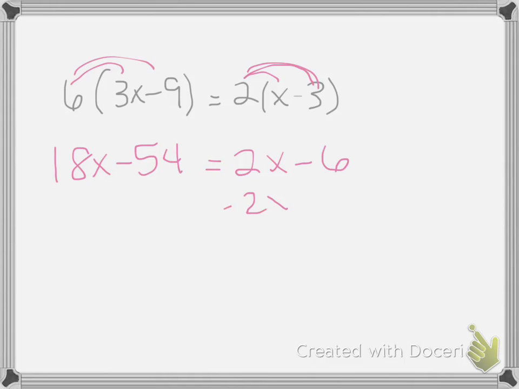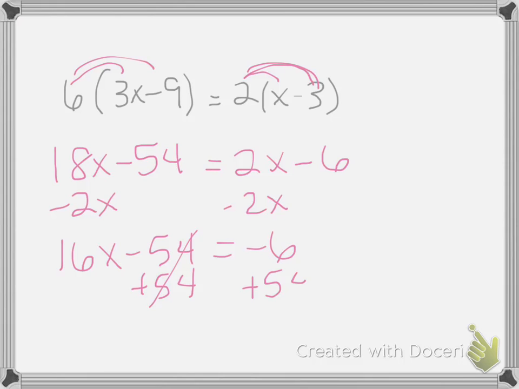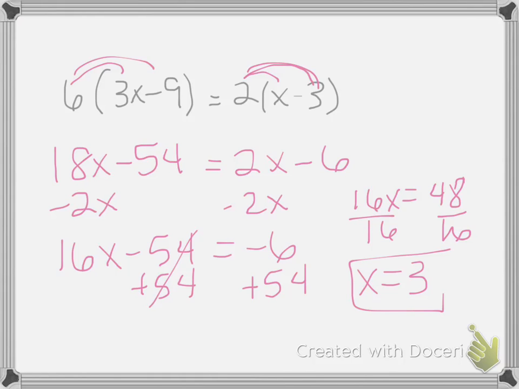Okay, so if I want to get rid of this 2x, I could subtract it over here. So now I have 16x minus 54 is equal to negative 6. Add 54 to get rid of it on this side. So now I got 16x is equal to 48. Divide by 16 to get rid of it, so x should equal 3. Okay, and again, if you plugged it back in and checked it, you would get both sides to equal each other.